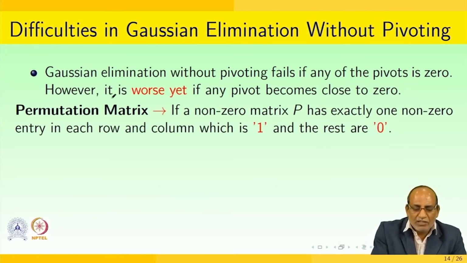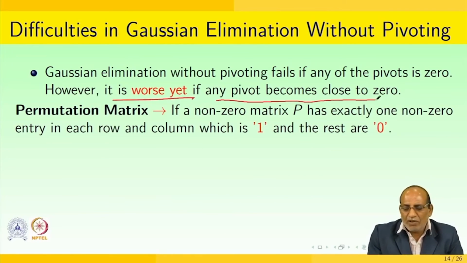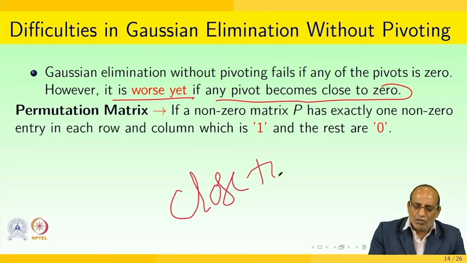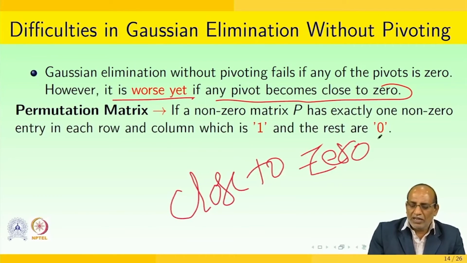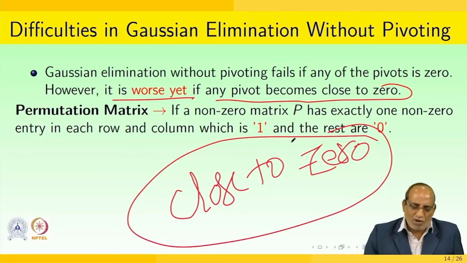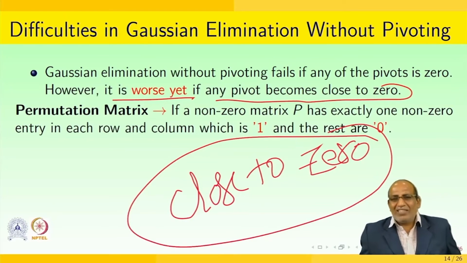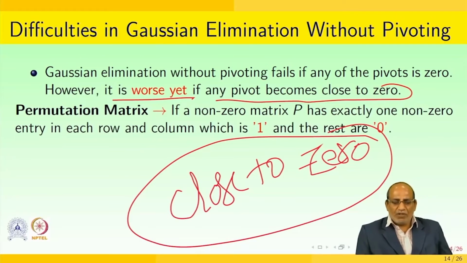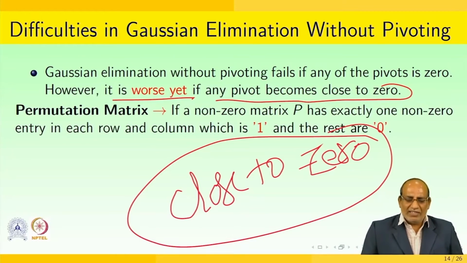However, it is worse if any of the pivots becomes close to 0. So the conclusion is that it is not just when it is 0; if it is close to 0, we still have a problem. So these are certain things we can see from Gaussian elimination if you don't do the pivoting, and there is a threat. Well, having had this discussion, let us go ahead in this direction.